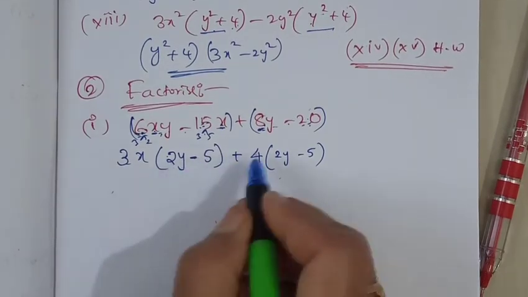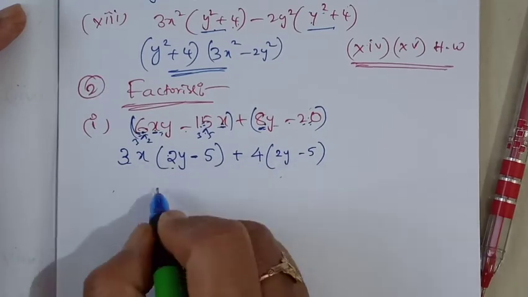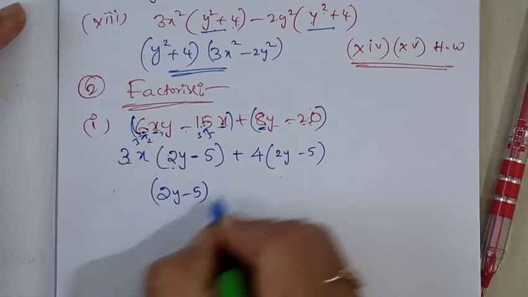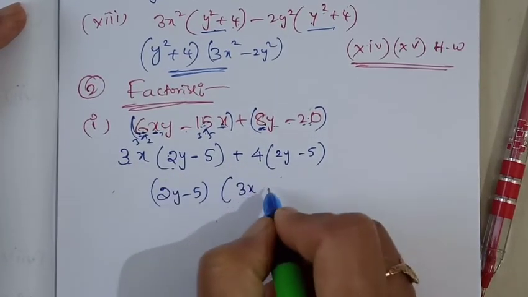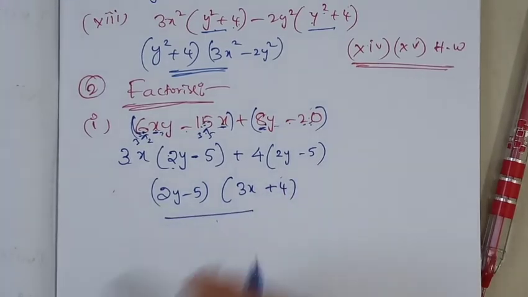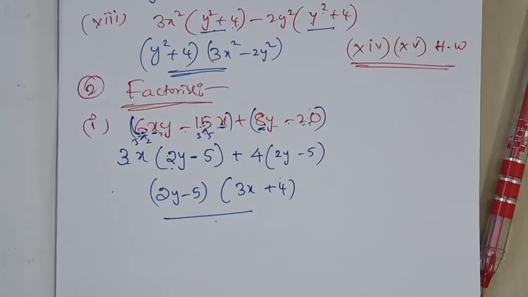So next, what is common from these two terms? 2y minus 5. What is left? 3x plus 4. This is called grouping method, factorization.